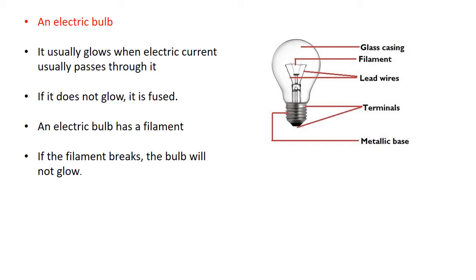What is an electric bulb? Electric bulb usually glows when electric current passes through it. If it does not glow, then it is fused. An electric bulb has a filament. If the filament breaks, then the bulb will not glow. You can see the parts. Glass casing is there, filament is there, lead wires are there, terminals are there, and it has got a metallic base. The filament is the main part which is very strong in case of an electric bulb.